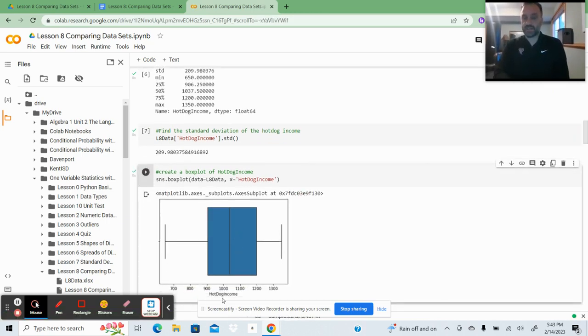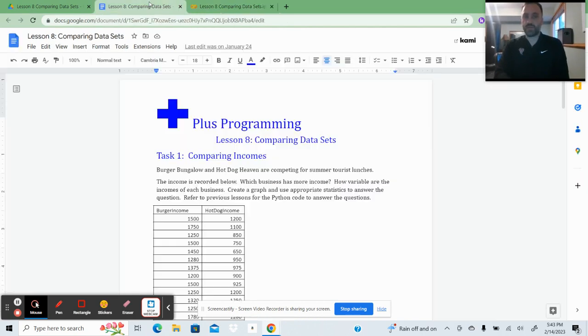So you can look at some of those visual representations of the median and the spread of the data there. And then you can also use the standard deviation to describe those.